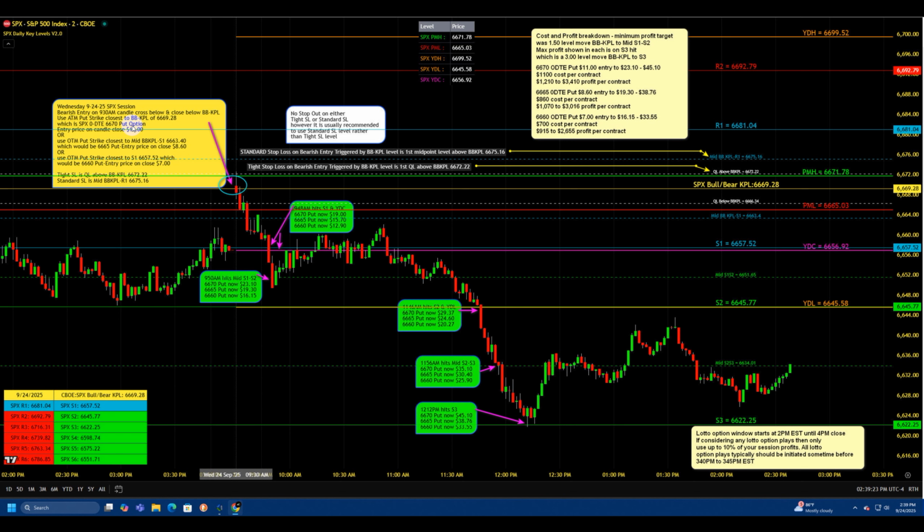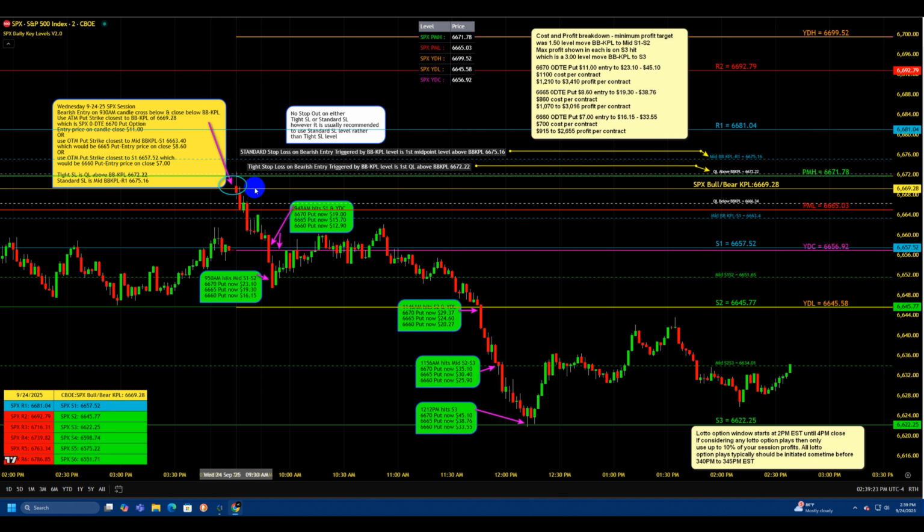How you trade with this indicator based on this bearish signal, if you wanted to enter this trade, is you have 3 different options as far as what put option strikes you would use on this bearish entry. The first option would be a put option strike that is closest to the 66.6928 bull-bear KPL price. SPX trades in 5-point increments, so that would be the 66.70 put option, which we have outlined here. So that would be considered the at-the-money put option.